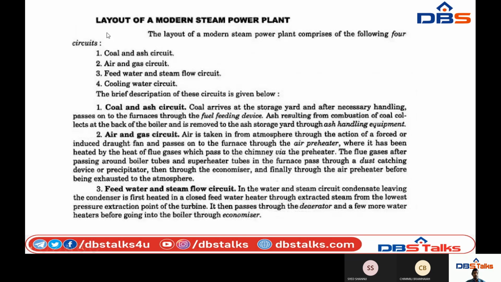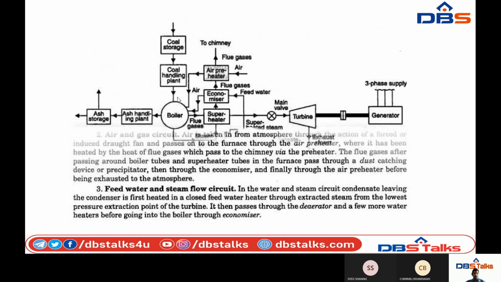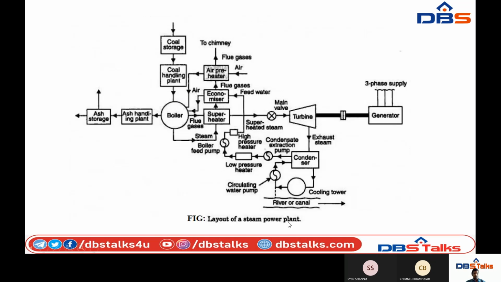Next, coming to the layout of a modern steam power plant. In the layout of a modern power plant, we have the following four circuits. One is coal and ash, second is air and gas, third is feed water and steam flow circuit, and the fourth one is the cooling water circuit. This complete theory about the four circuits is studied in the layout of a steam power plant.